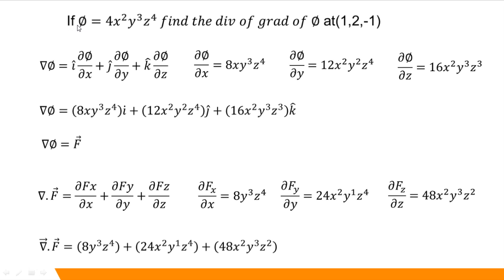Here it is. If phi is 4x square y cube z to the power 4, find the divergence of gradient of phi at these points. You may expect just the gradient of phi at 1, 2, minus 1, or the divergence of gradient of it at 1, 2, minus 1. So all options are there. Here we are considering first the gradient of the scalar function.